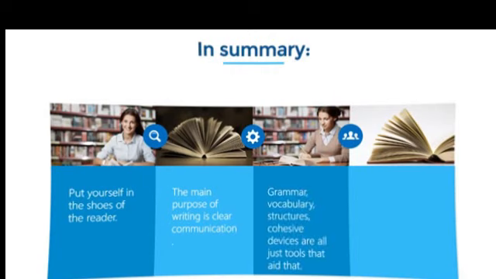Always remember that. Grammar, vocabulary, structures, cohesive devices are all just tools to help communication, to help you send a message to somebody. Focus on answering the question in the clearest possible way. So if I was to give one piece of advice that will help you not only with coherence and cohesion, but just in general get the mark that you deserve, focus on answering the question in the clearest possible way.